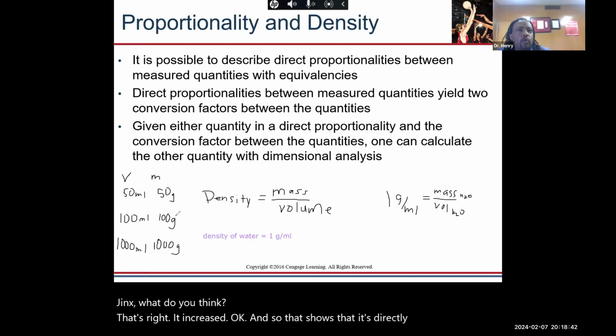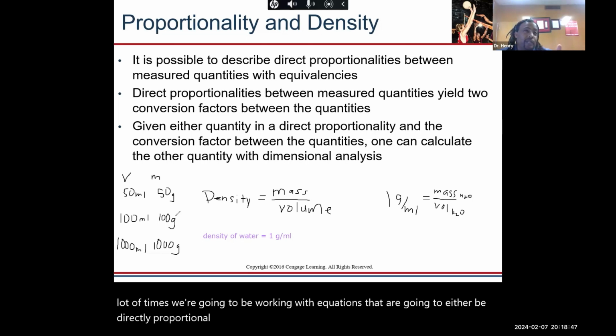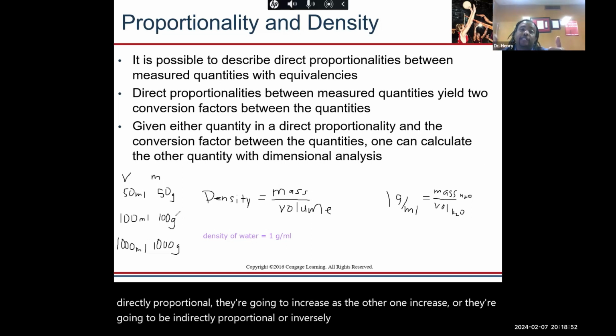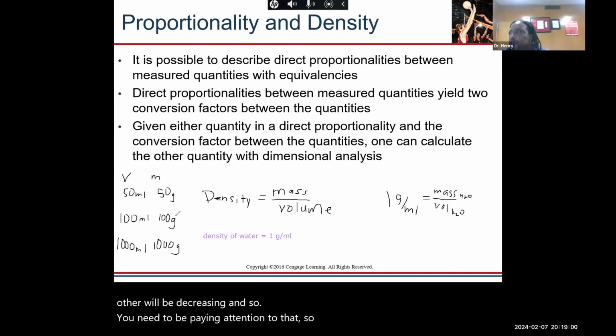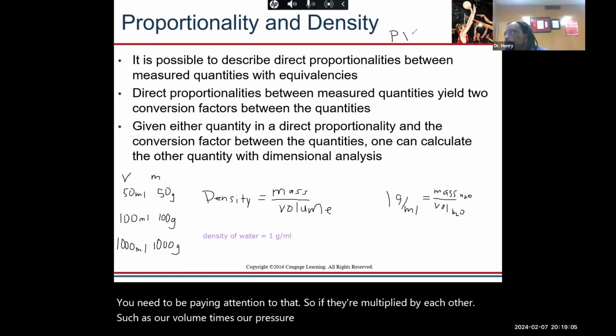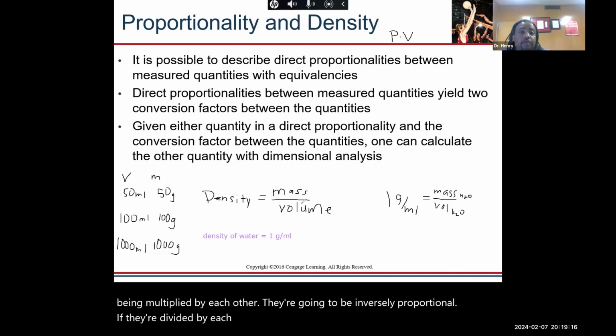So a lot of times we're going to be working with equations that are going to either be directly proportional, they're going to increase as the other one increases, or they're going to be indirectly proportional or inversely proportional. One will increase, the other one will decrease. And so you need to be paying attention to that. So if they're multiplied by each other, such as our volume times our pressure earlier, they're on the same side being multiplied by each other, they're going to be inversely proportional. If they're divided by each other, then they're going to be directly proportional. Okay.